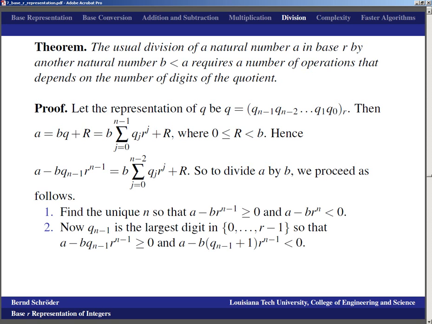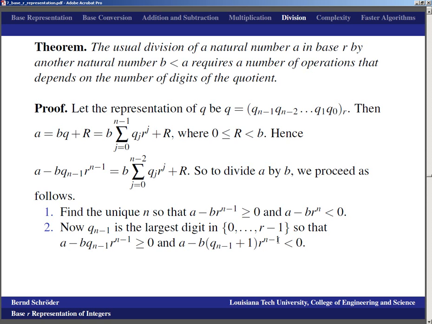And so now q_{n-1} is the largest digit between 0 and R minus 1 so that a minus b times q_{n-1} R to the n minus 1 is greater or equal than 0, and a minus b times q_{n-1} plus 1 R to the n minus 1 is smaller than 0. Now that sounds really, really complicated, but that is exactly what we're doing in the regular division algorithm when we figure out how many times the divisor, the b, goes into the number that we are dividing, how often it goes into the numerator.